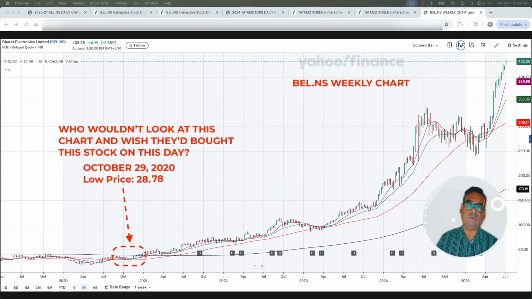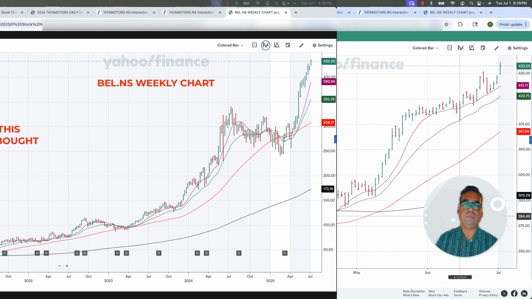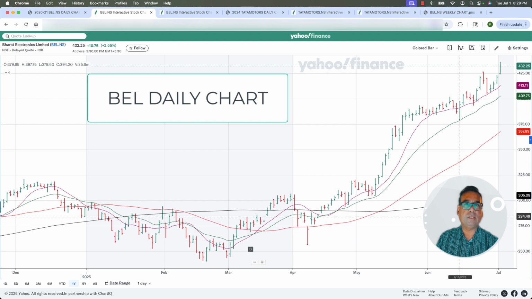Coming back to the chart of Bharat Electronics, let's review how MACD, along with other technical indicators and developments, helped identify a strong buying opportunity. So we are looking at the daily chart of Bharat Electronics.